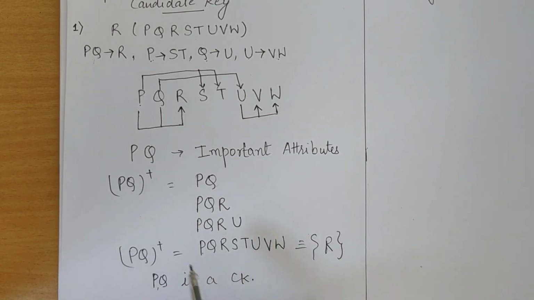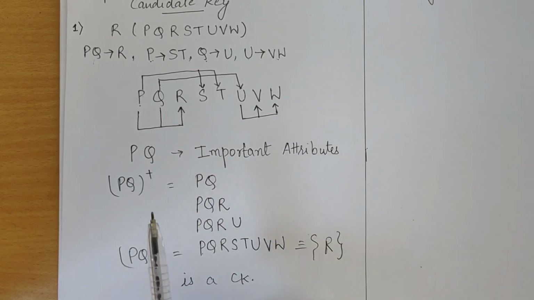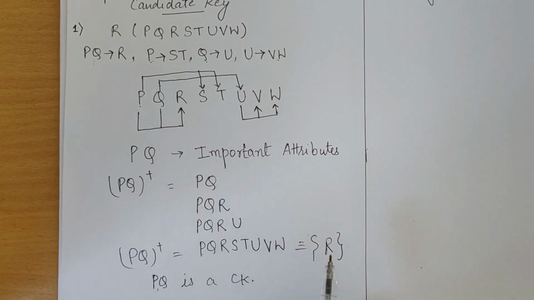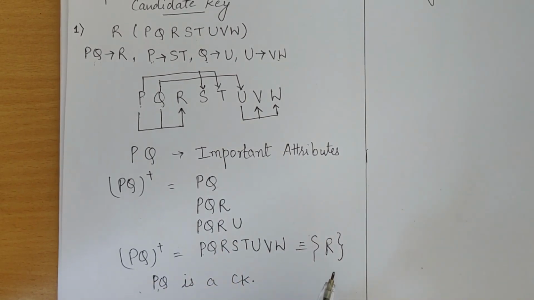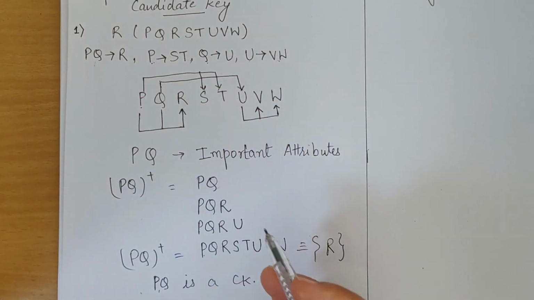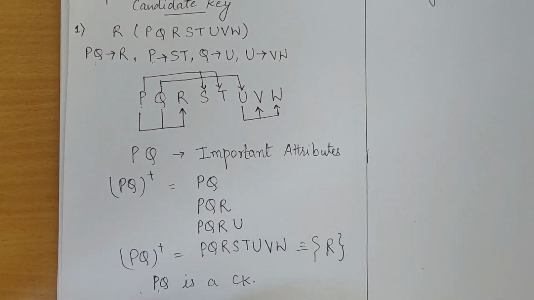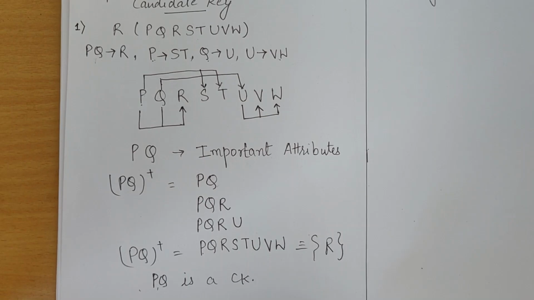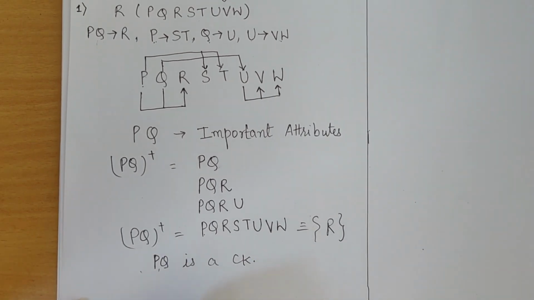It will not be a candidate key anymore, because a minimal super key is a candidate key. So the combination PQ is a candidate key. You cannot add anything here with PQ. As in this question I found only two important elements, only this candidate key is present in this particular question.